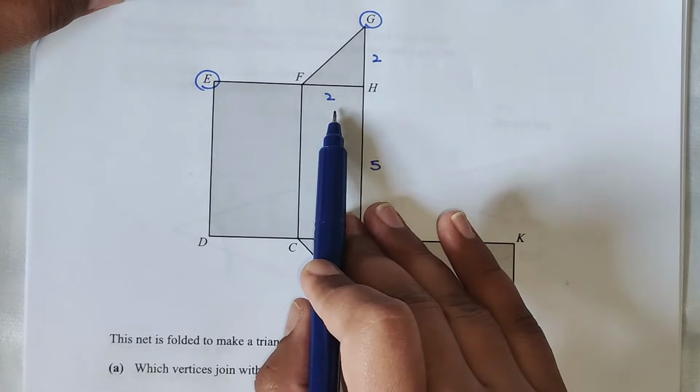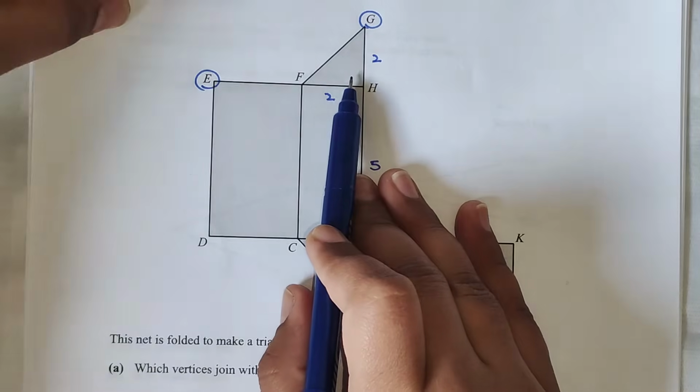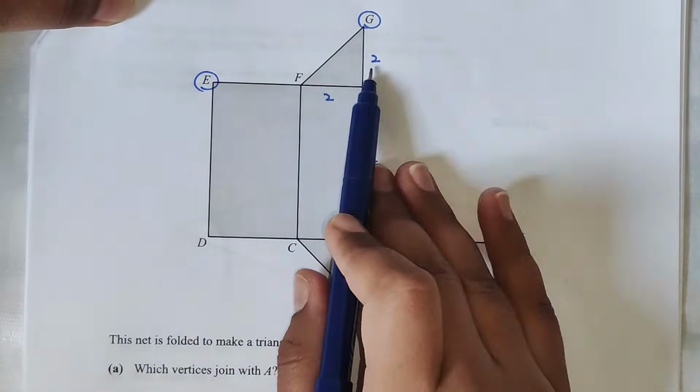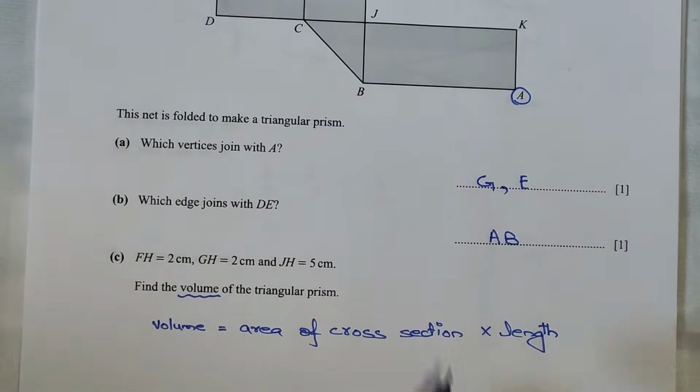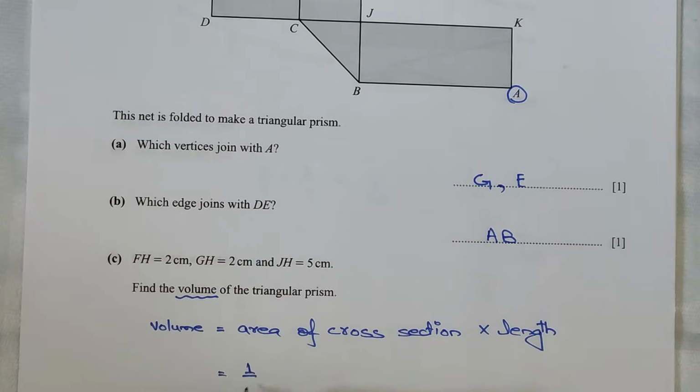So what is the area of this triangle? The area of a triangle is half base times height. Base is 2, height is 2. So the volume is the area of the cross section, half base times height, times the length.